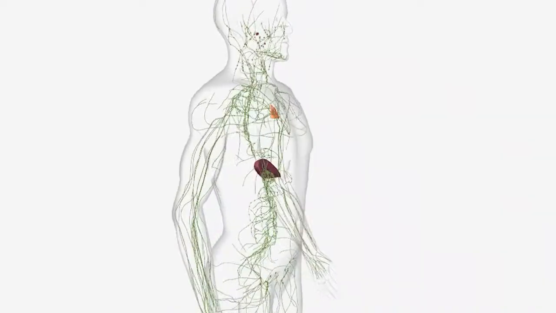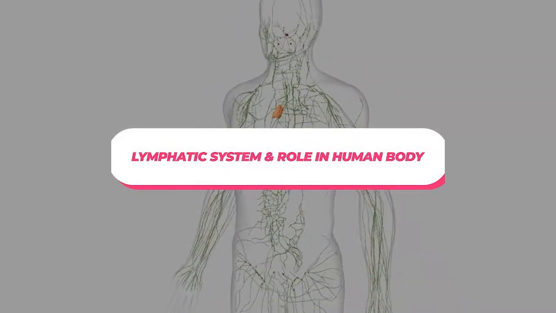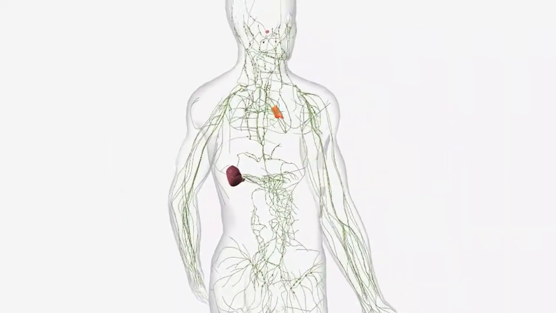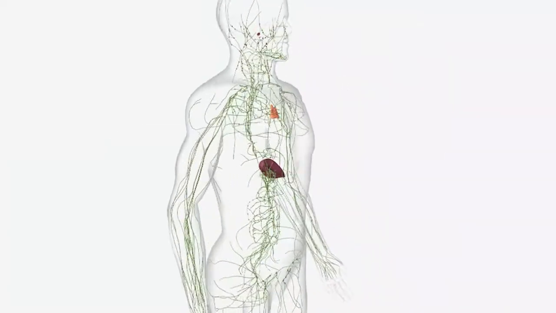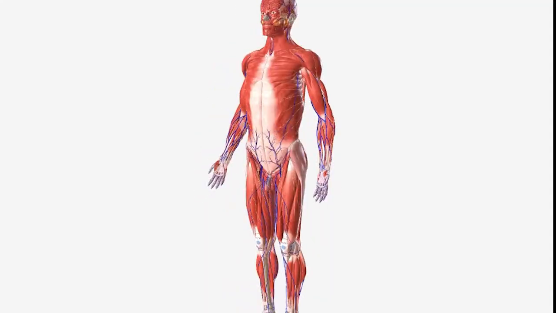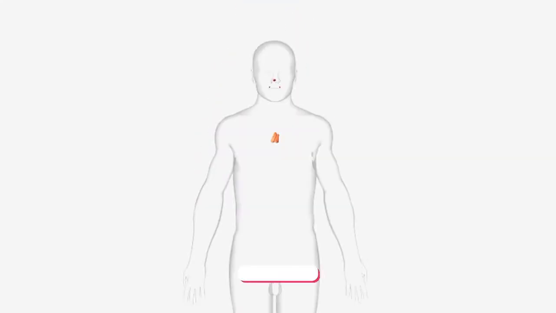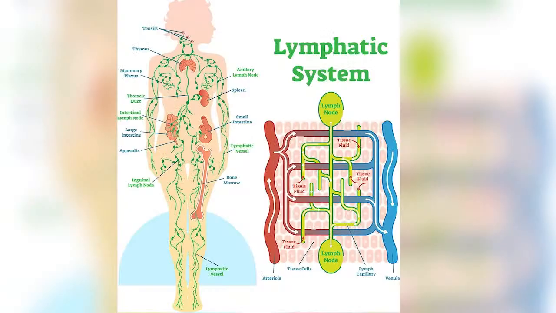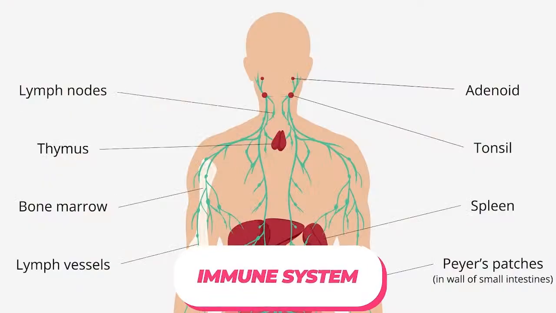In this video, we will talk about the lymphatic system and its role in the formation of the human body. The lymphatic system is a crucial part of the body's immune system and helps to protect the body against disease and infection. It is a network of vessels, organs, and tissues that help to remove waste and toxins from the body, as well as playing a crucial role in the immune system.